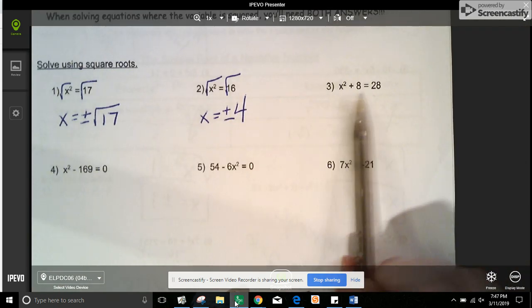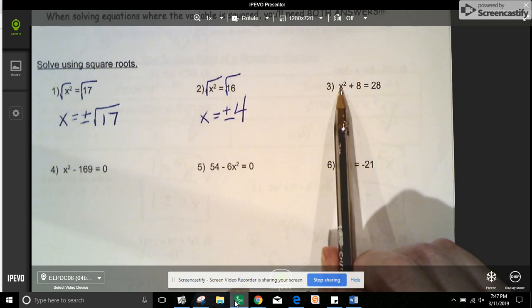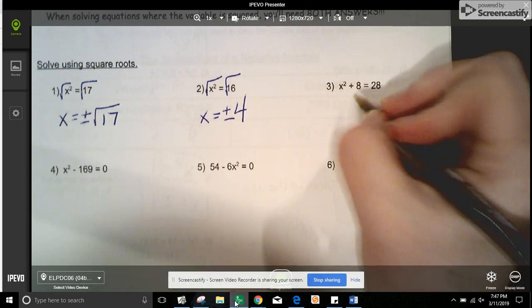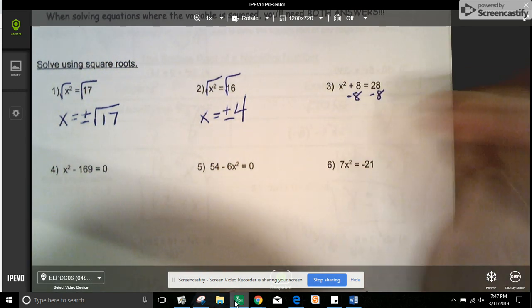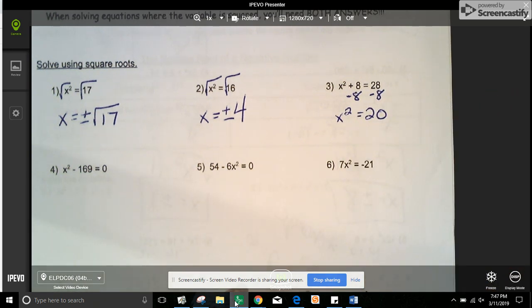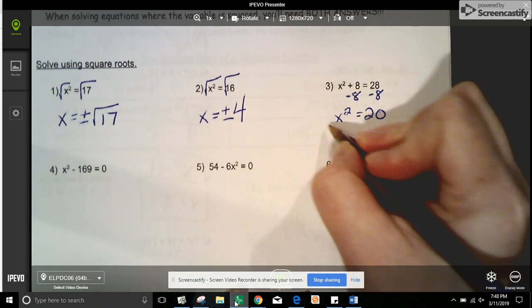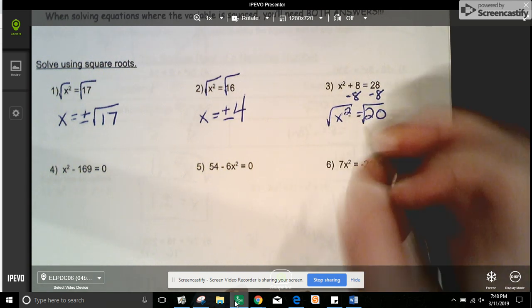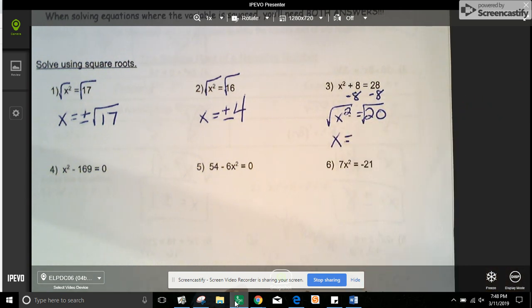For number 3, if you notice, the x is not alone yet, so the first step is to get the x alone. I have to get rid of this plus 8 by subtracting 8. So I have x squared equals 20. Now that I have that alone, I can square root. The square root gets rid of this exponent, so I'm just left with x. And then this is where you have to break down the 20.